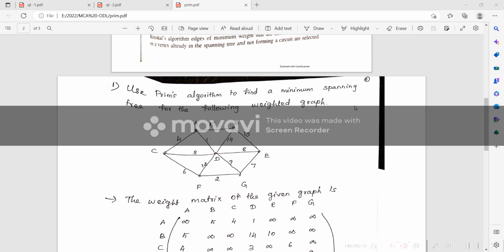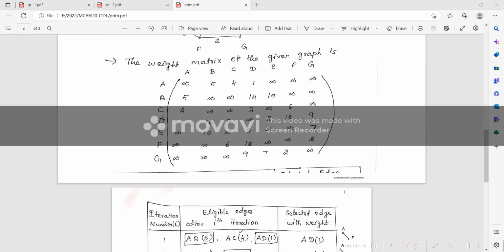Use Prim's algorithm to find a minimum spanning tree for the following weighted graph. So why are we calling this graph weighted? Because each edge is assigned some weight. So this is one weighted graph. So totally we have 7 vertices, namely A, B, C, D, E, F, G. Okay, so for this connected graph, we are going to draw one spanning tree, the minimum spanning tree.